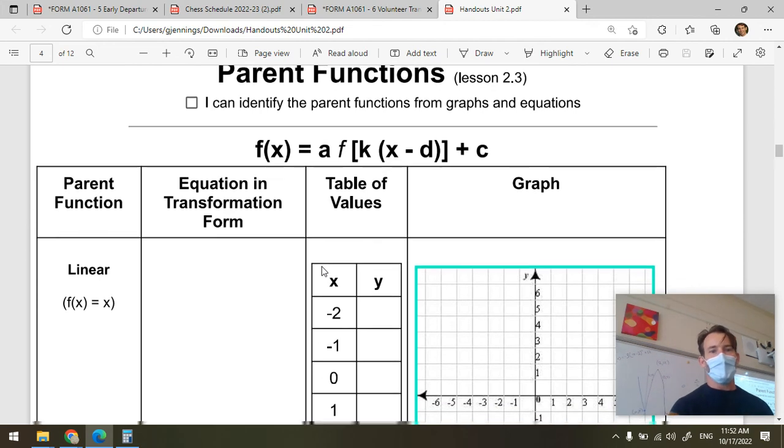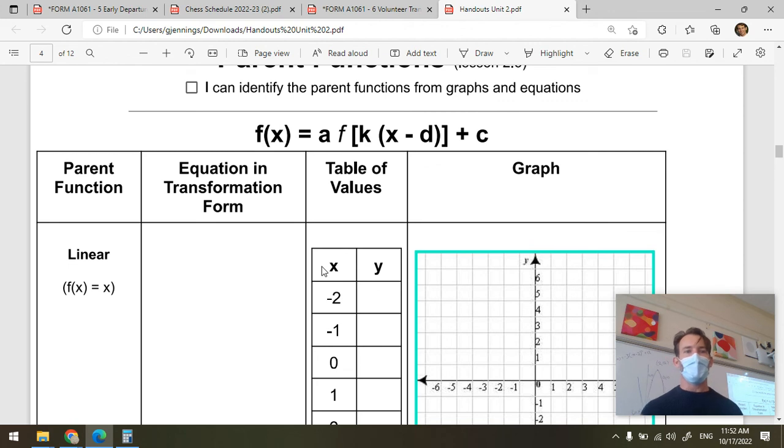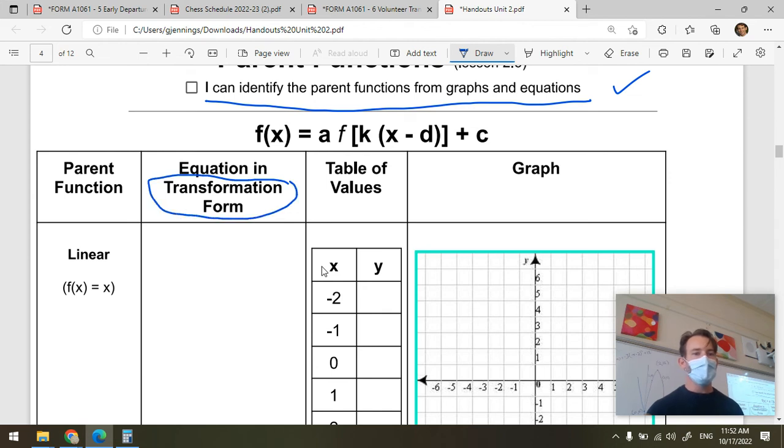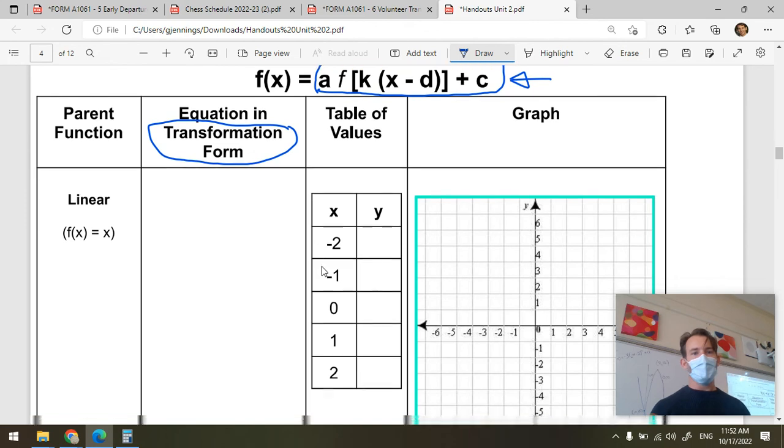So here we go. Our goal today is to identify the parent functions from their graphs and equations. If you can do this by the end of the lesson, we are good. We're also going to be looking at the transformation form of things. This is just an introduction to the algebra we'll be looking at this week. Right now, this probably looks like a soup of letters. Someone described it this morning as looking at alphabet soup, and that's fair. But the visualization should be pretty clear.